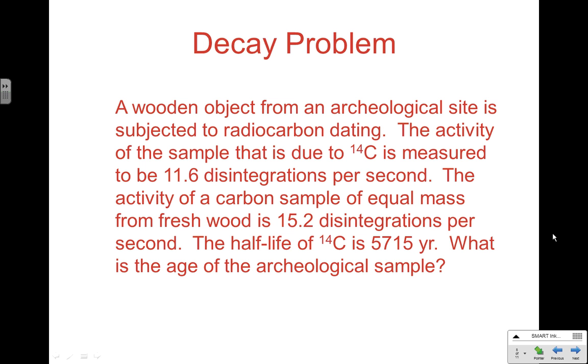Now, the activity of carbon-14 for a sample of equal mass with fresh wood is 15.2. So if we had this same sample cut fresh from a tree, it would be disintegrating at 15.2 disintegrations per second. So we know it's older than that because it has already decayed some, and now we don't have as much left, so its number of disintegrations per second is less. Now, the half-life of carbon-14 is 5,715 years. Remember, a second ago I pointed this out. Whenever they give you this, what that means is you can find K, which is something we definitely need for this problem. So what is the age of the archaeological sample?